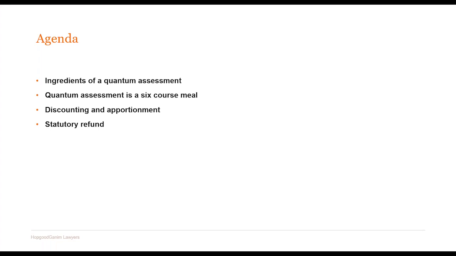Firstly, the ingredients of a quantum assessment. That's the information that I, as your panel lawyer, need in order to be able to produce an appropriate and accurate assessment of quantum. Next, we'll talk about the components of a quantum assessment. And these are 6 components, 6 courses in the meal that is quantum. We'll round out that discussion by talking about discounting and apportionment and the statutory refund. Those concepts are important, not in calculating the quantum so much, but in understanding how we might negotiate a resolution.